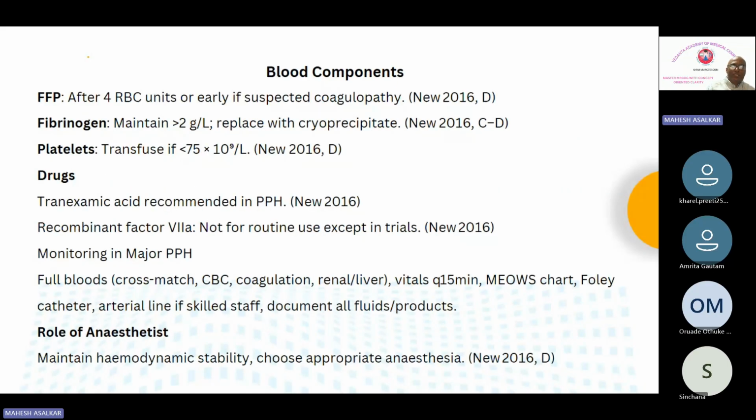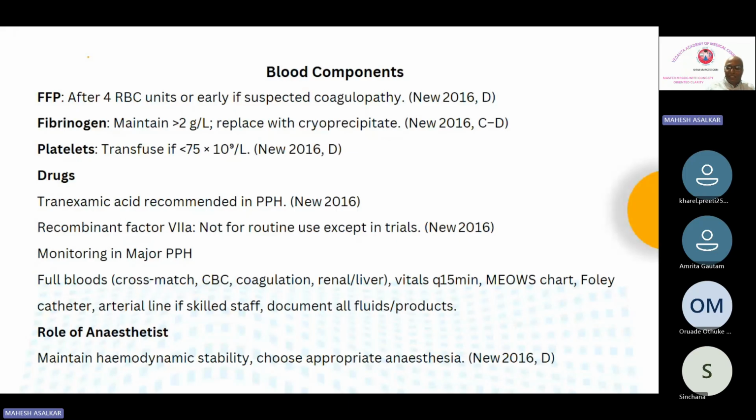Now, what is the role of blood components? You can use fresh frozen plasma after 4 packed cells, or early if coagulopathy is suspected. Then fibrinogen, you need to maintain more than 2 gram per liter, replace with cryoprecipitate. Platelet transfusion you need to give once the platelets fall below 75,000.